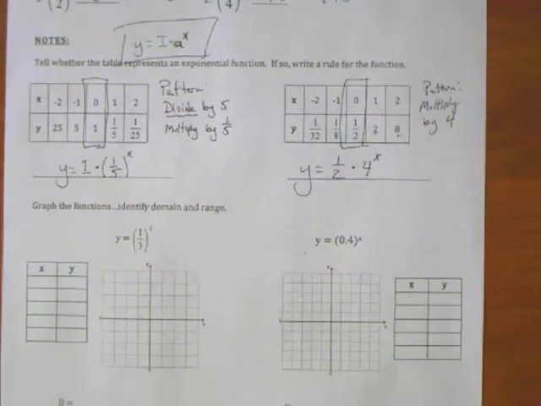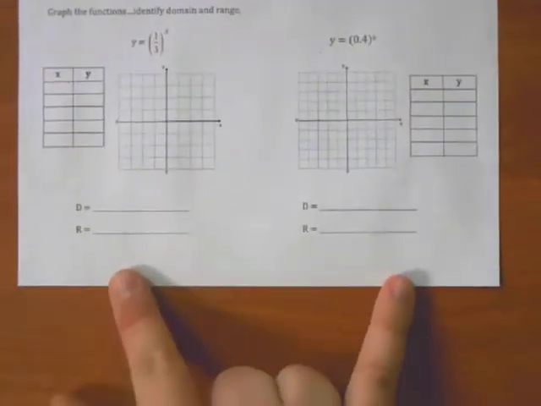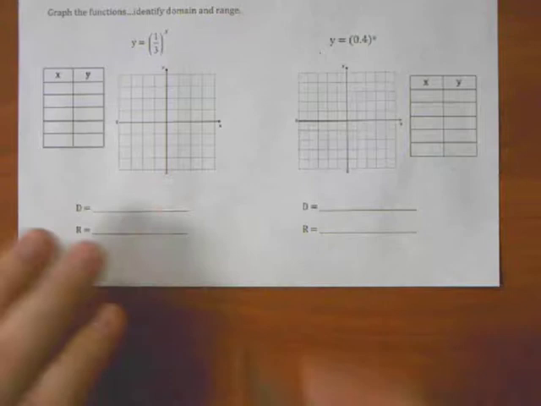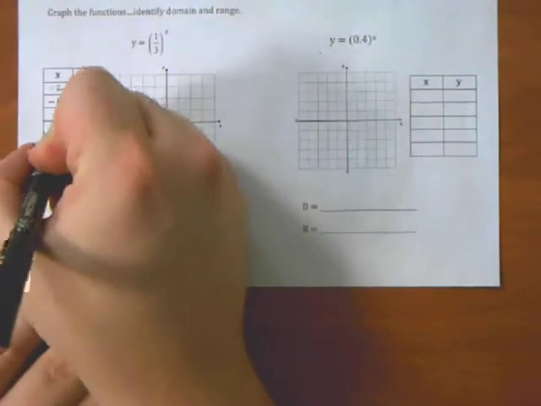Anyways, just like yesterday, we're going to graph these decay functions. A little bit different than yesterday, we're going to identify what's called the domain and range as well. So that's the one new thing we're going to add. I'd also like to show you how to use your graphing calculators to create these tables a lot more efficiently. Let's try to do this first by hand, because knowing how to do this by hand is important.